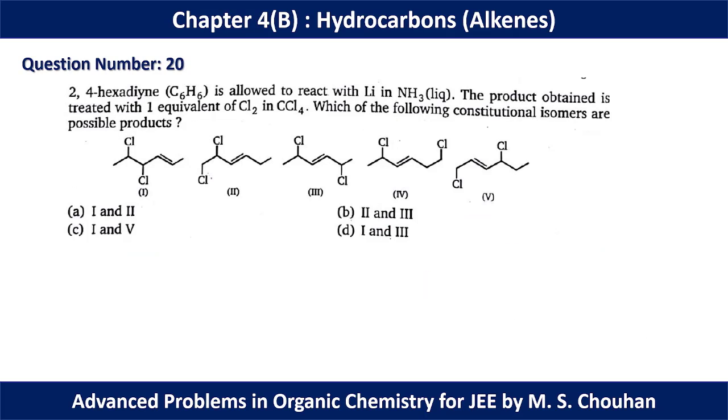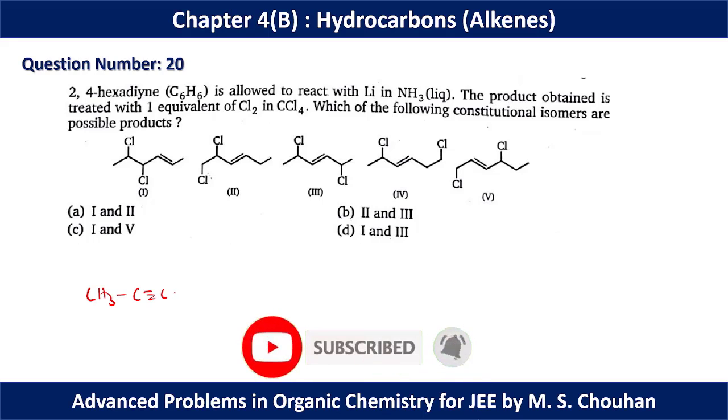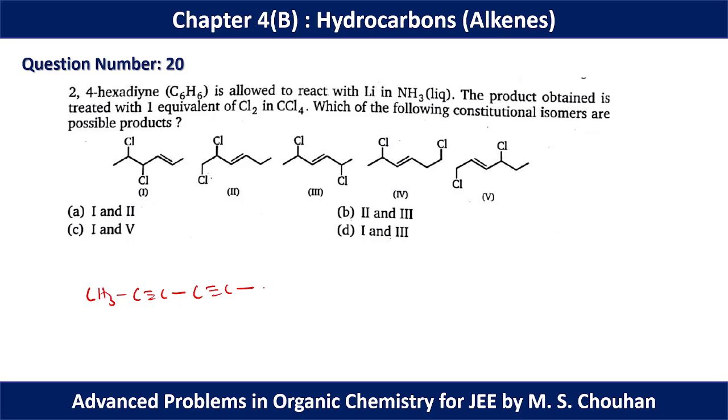In question number 20, 2,4-hexadiene. So we have a situation like this. Okay, and we have lithium in ammonia, that is the Birch reduction, and as we know, in Birch reduction we have a trans alkene. So in this case we can have a zigzag kind of situation. So we have 6 carbons, 1, 2, 3, 4, 5 and 6. So this is the product of the Birch reduction.